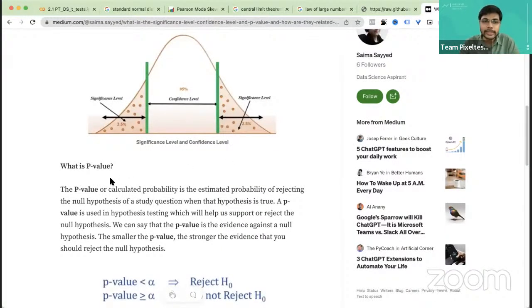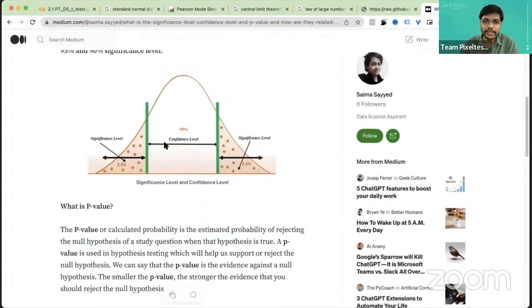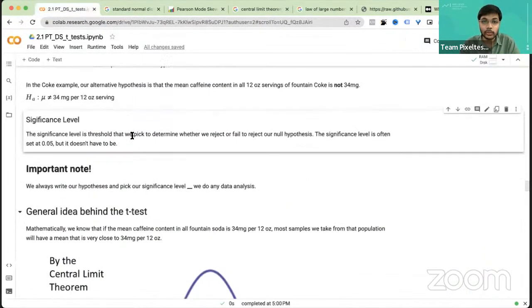So now there is the p-value. P-value or calculated probability is something that we are going to calculate. It is the estimated probability of rejecting the null hypothesis of a study question when the hypothesis is true. So we'll see this by example. Now we've understood significance and confidence level. Let us go and read through this, right?